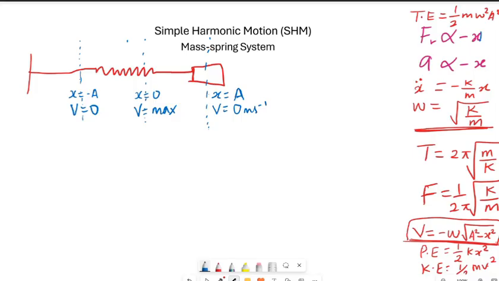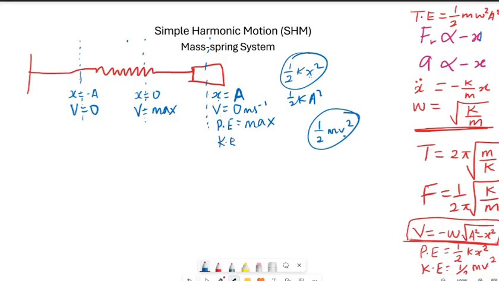Now, let's talk about the potential energy. Remember, potential energy is half kx squared. At this point, our potential energy is maximum because x is maximum. It is a here. So our potential energy is maximum here, which is equal to half k a squared, because our x will turn to a. At this point, this is our total energy. Now velocity is 0, and remember that our kinetic energy is half mv squared. Since v is 0, everything becomes 0. Then our kinetic energy here is 0.